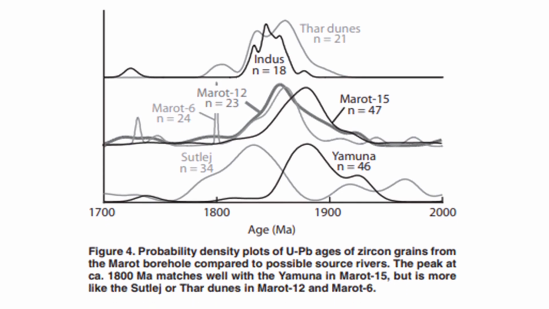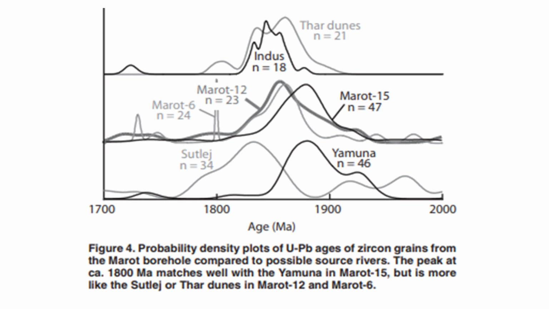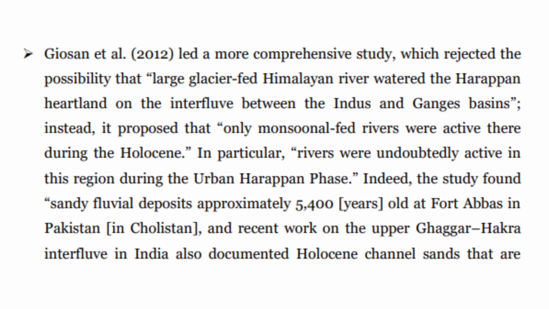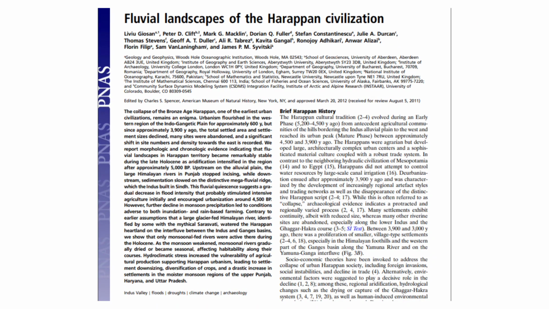As a result, any drainage capture affecting the Ghaggar system from these two river systems appeared to have occurred prior to human settlement, presuming human settlement started after 10,000 years ago, in the beginning of the Holocene period, and these do not seem to have been a direct cause of the Harappan collapse. Giosan et al. in 2012 led a more comprehensive study which rejected the possibility that a large glacier-fed Himalayan river watered the Harappan heartland on the interflow between Yamuna and Sutlej.